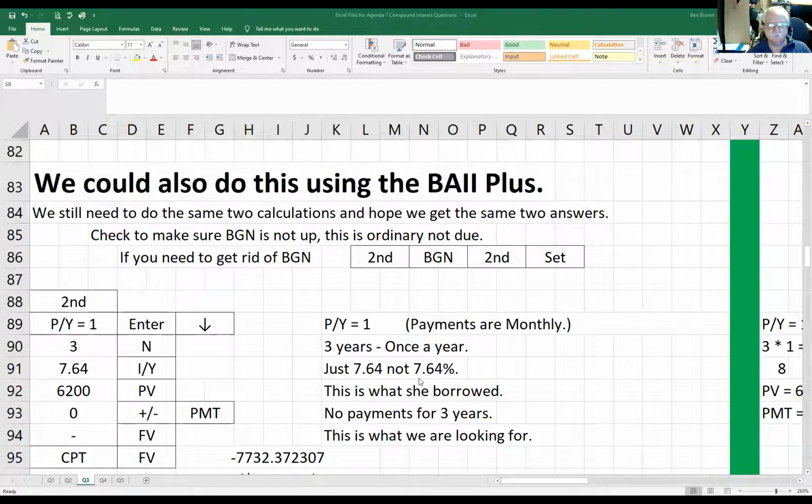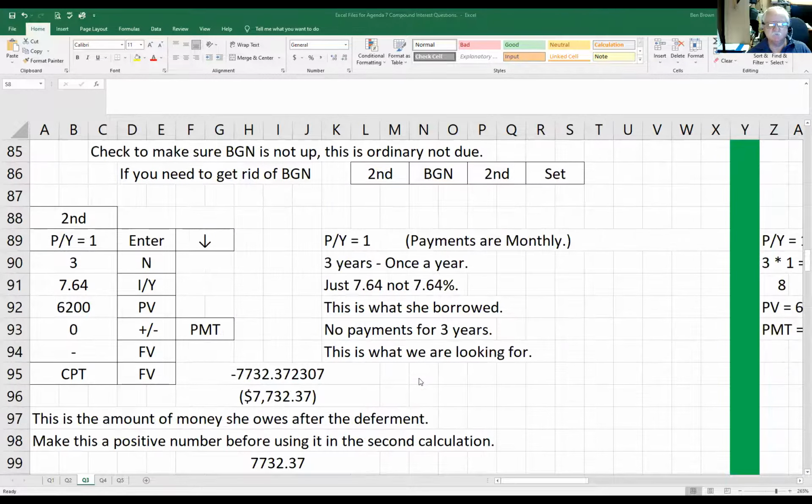We can do this on the BA2 plus. First off, make sure BGN is not up. Now we've got to set payments on monthly.